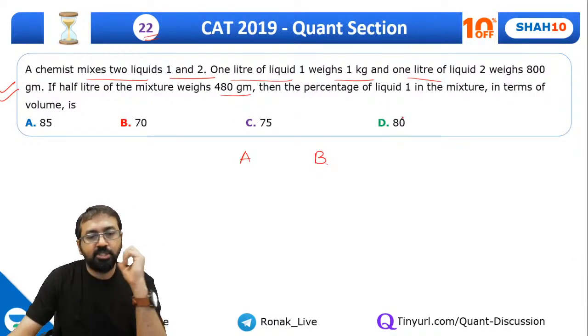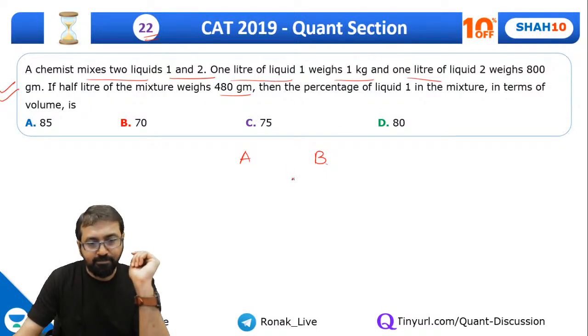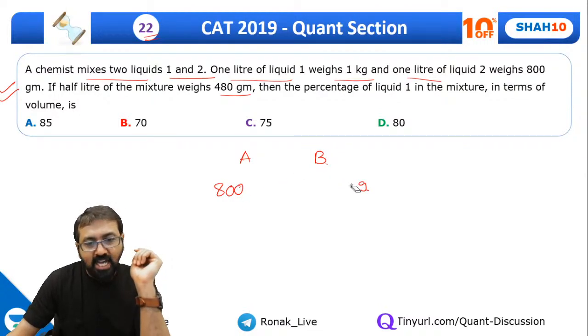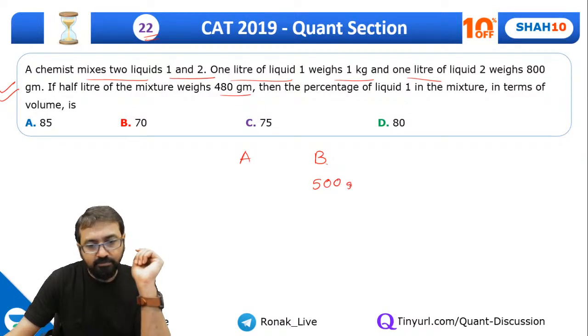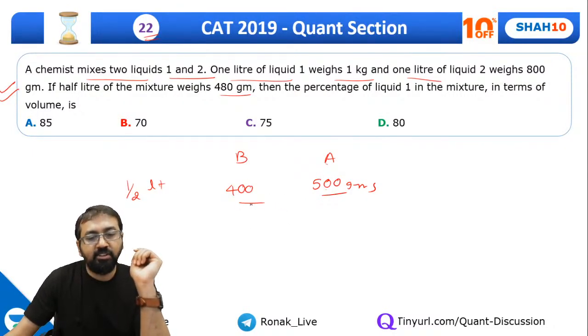Then the percentage of liquid 1 in the mixture. You have taken half liter of mixture, right? And this is 1000 grams and this is 800 grams. If I take half liter of this one, what will be the weight? Can I say 500 grams? And this will be 400 grams, correct? This is A, this is B. If I take half liter of both, A will weigh 500 grams, B will weigh 400 grams, and by mixing them we are getting a 480 gram mixture.